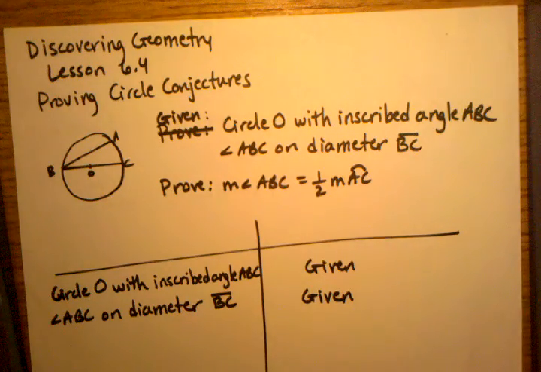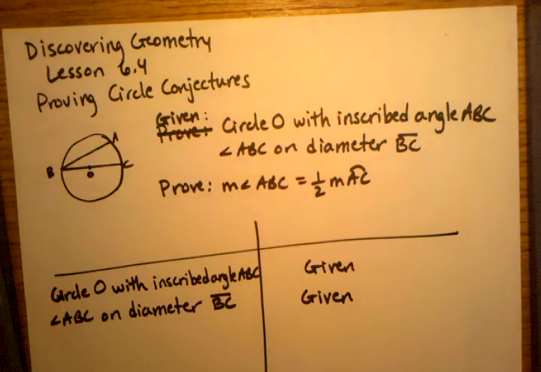Okay, so this video is going to address lesson 6.4 in the Discovering Geometry book by Key Curriculum Press. What we're dealing with here is proving circle conjectures. This is case 1 in the discussion part of lesson 6.4 before it gets to the exercises. And basically, this is a proof that we need to develop.